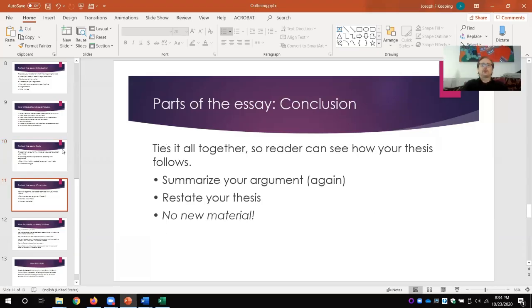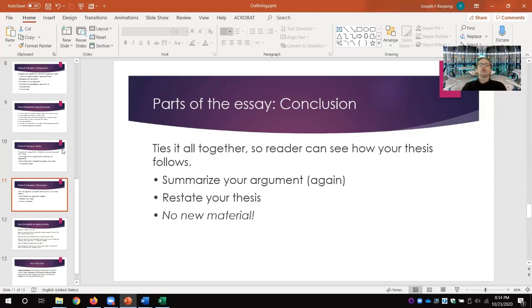Moving on to the conclusion. The conclusion, like the introduction, is normally going to be one paragraph. The purpose of the conclusion is to tie everything together. It is to tie your argument together so that your reader can see how all of the parts fit together and how your thesis follows from what you've said.